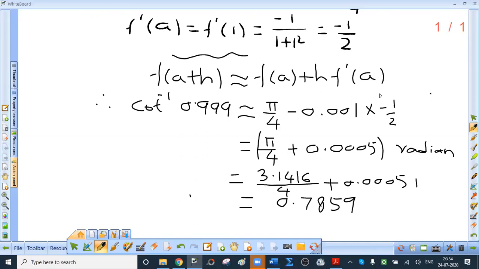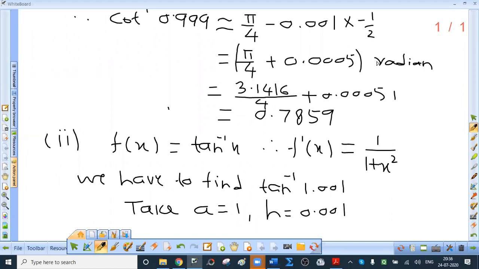But again, this is radian. Okay, so write down. But in exam, you are supposed to write this pi by 4 plus 0.0005. Put this in a bracket radian. But what is pi? Pi is 3.1416 upon 4 plus this. So on simplification, you get this as the answer. Write down.